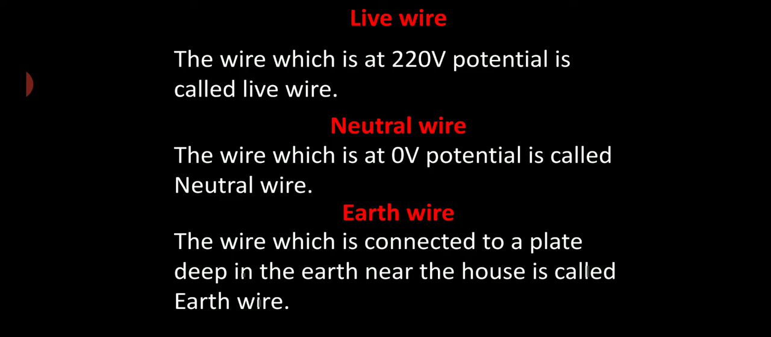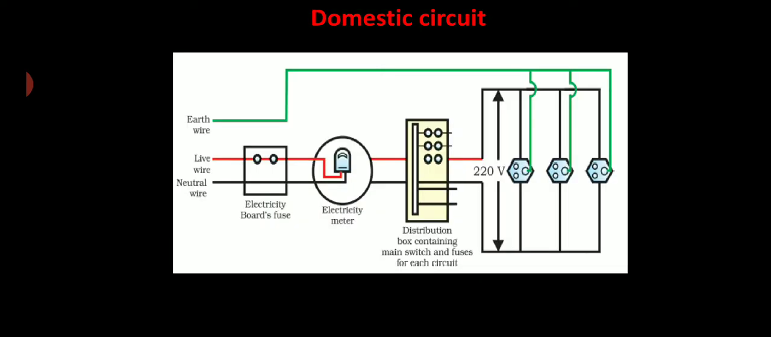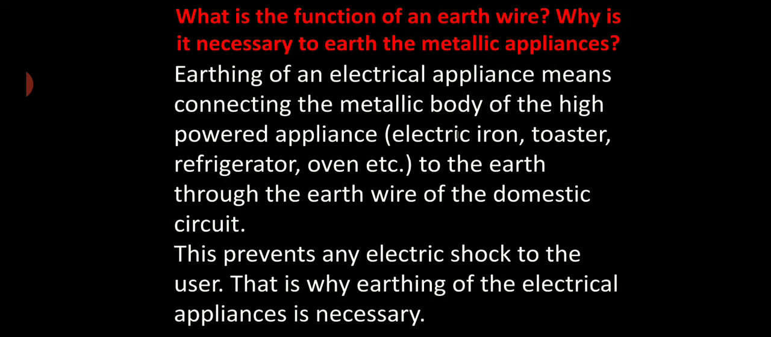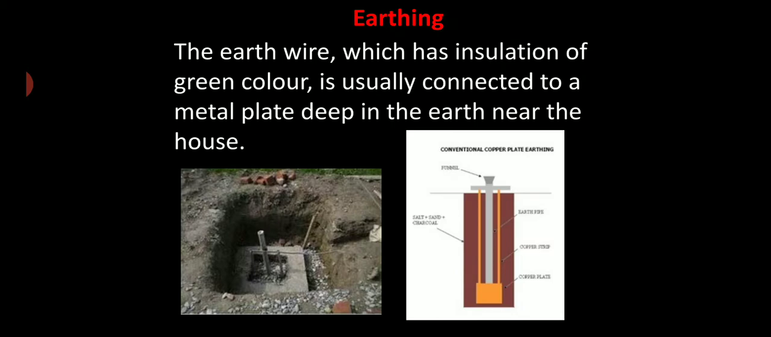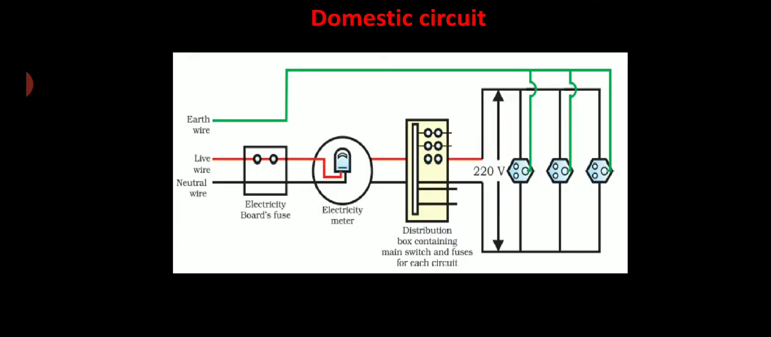And then the earth wire, which is connected to a plate deep in the earth near the house. As you can see in this picture, the earth wire has insulation of green color, and it protects all the appliances.